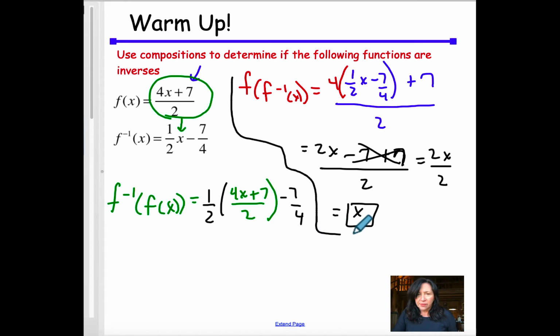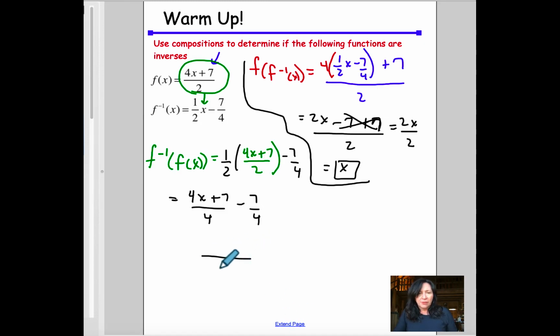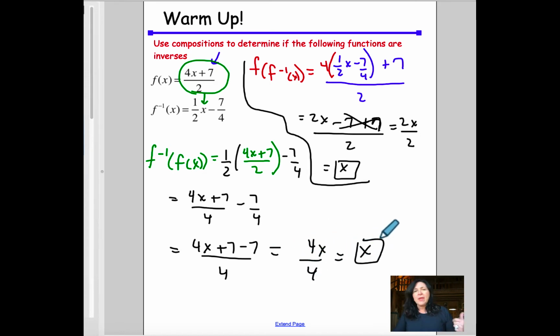So I'm just going to multiply this across here. 2 gets multiplied by 2. That's it. So we get 4x plus 7 all over 4 minus 7 over 4, which I can combine because my denominators are the same. So that gives me 4x plus 7 minus 7. 7 minus 7 is 0, those go away, and I get 4x divided by 4, which is x. Right on.